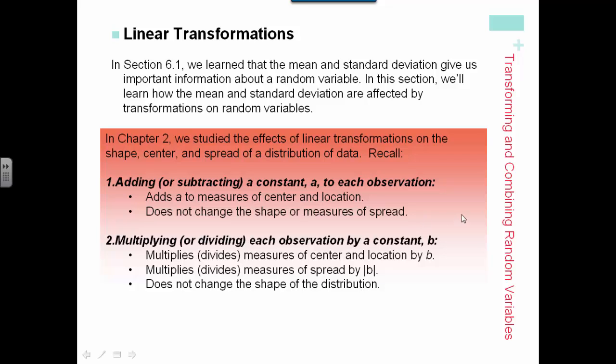In Chapter 2, we studied effects of linear transformations on the shape, center, and spread of a distribution of data. Recall, adding or subtracting a constant a to each observation adds or subtracts a from the measures of center and location, but does not change the shape or measures of spread. Multiplying or dividing each observation by a constant b multiplies or divides the measures of center and location by b, multiplies or divides the measures of spread by the absolute value of b, but does not change the shape of the distribution.